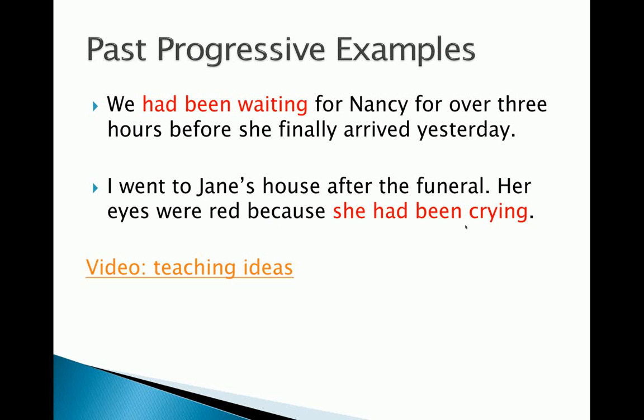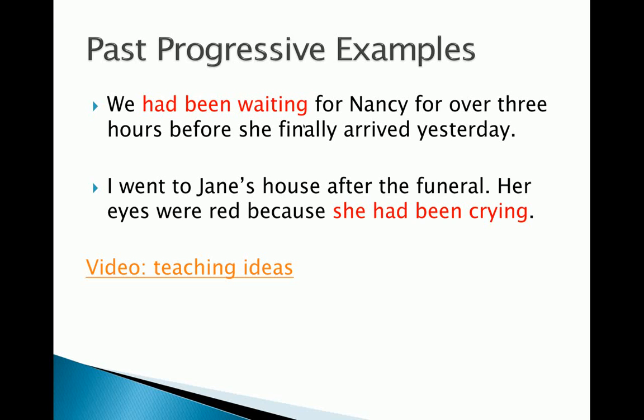Let's see some examples. "We had been waiting for Nancy for over 3 hours before she finally arrived yesterday." So here we have the same situation that we saw before. The only difference between the past perfect and the past perfect progressive is that when you use the ing, it's because you are emphasizing the duration, okay? I could have said, "We had waited for Nancy for over 3 hours," but I want to emphasize how long we waited. So I say, "We had been waiting for Nancy over 3 hours before she finally arrived."